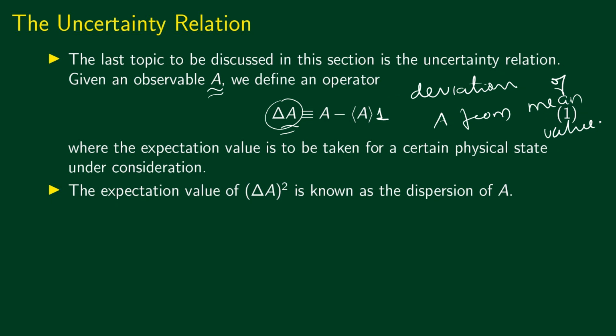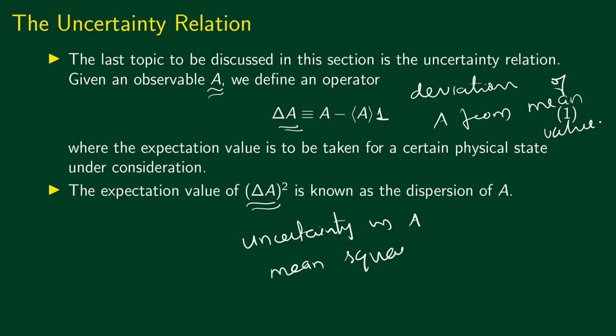Now the expectation value of the square of this operator is known as the dispersion of A, or the uncertainty in A. So it is not the expectation value of delta A, but the expectation value of delta A square. This is what we call the uncertainty in observable A. This is called the mean square deviation, or uncertainty.